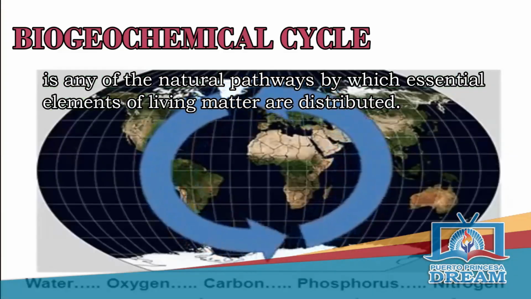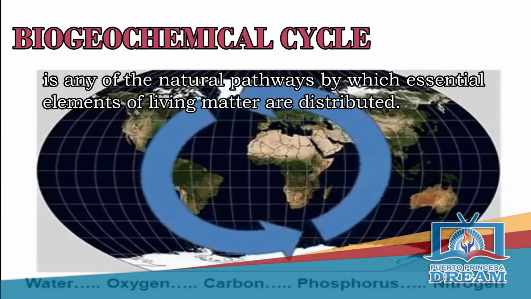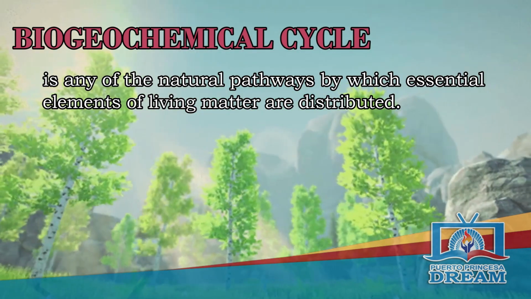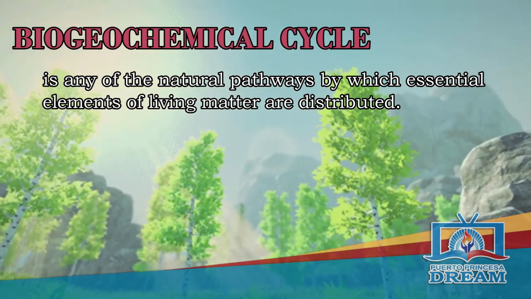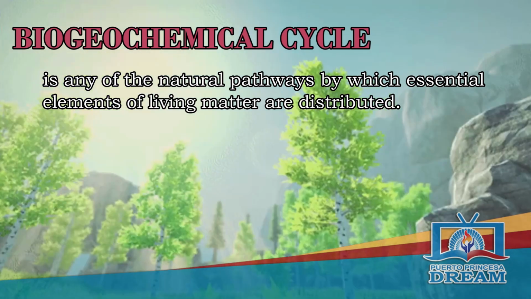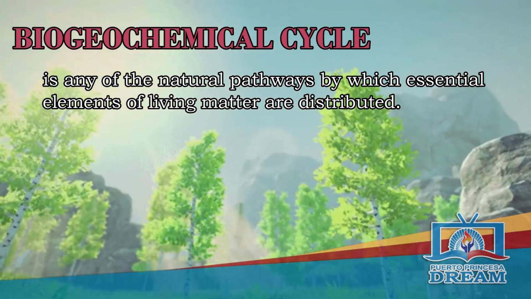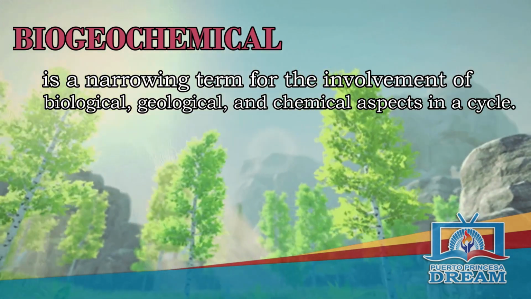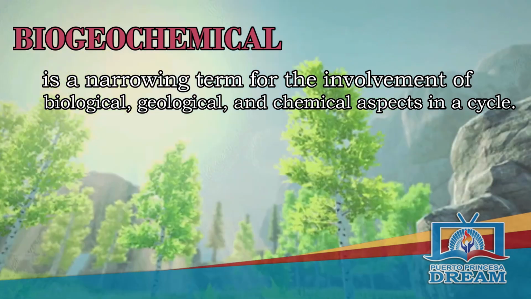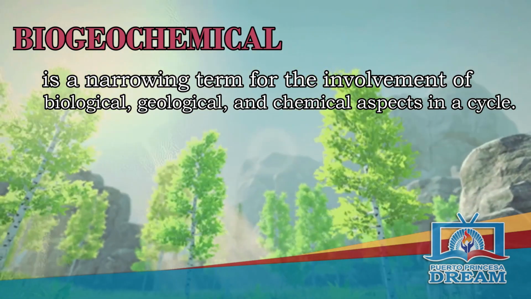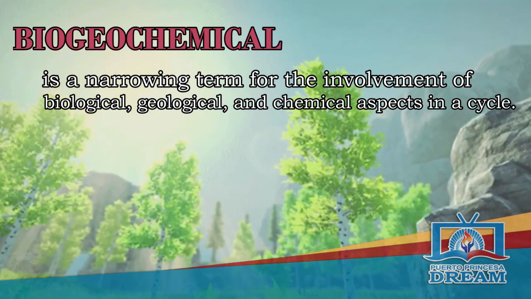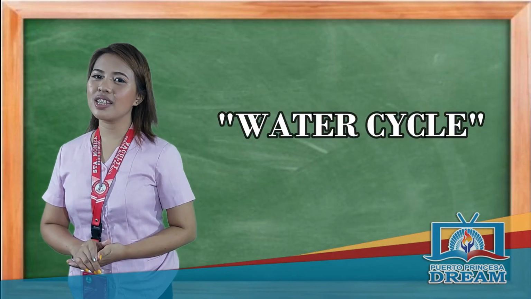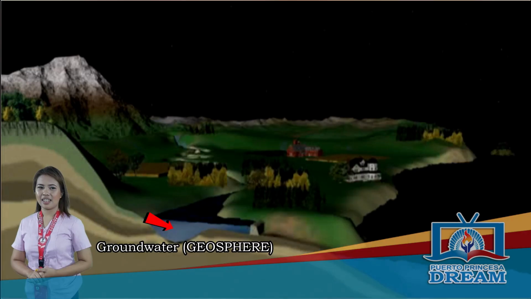To know the connections among the four subsystems, let's talk about the biogeochemical cycle. A biogeochemical cycle is any natural pathway by which essential elements of living matter are distributed. The term biogeochemical is a narrowing term for the involvement of biological, geological, and chemical aspects in a cycle. Let's take a look at the water cycle, one of the biogeochemical cycles.